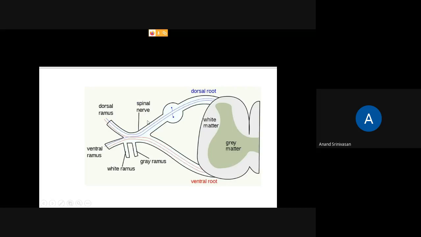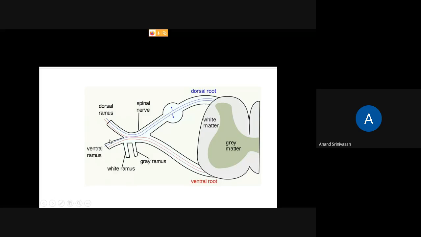They usually give you a simple picture like this: dorsal root, ventral root, spinal nerve, dorsal ramus, ventral ramus. Forget about this gray and white ramus. It's not needed for you. This is the nerve, the spinal nerves connecting to the sympathetic chain. You need not know this. This is for medical people, so I will discuss it later on. Not now.